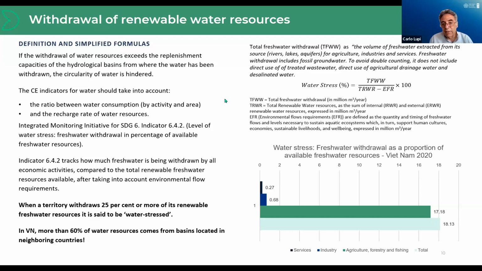Now, unfortunately for Vietnam, we have only one figure, which is related to the year 2020, and that figure is 18%. So it's quite a reassuring figure. It is quite good that we are still under 25%, but still we have to remember that 60% of water comes from international sources, not from water generated in Vietnam.